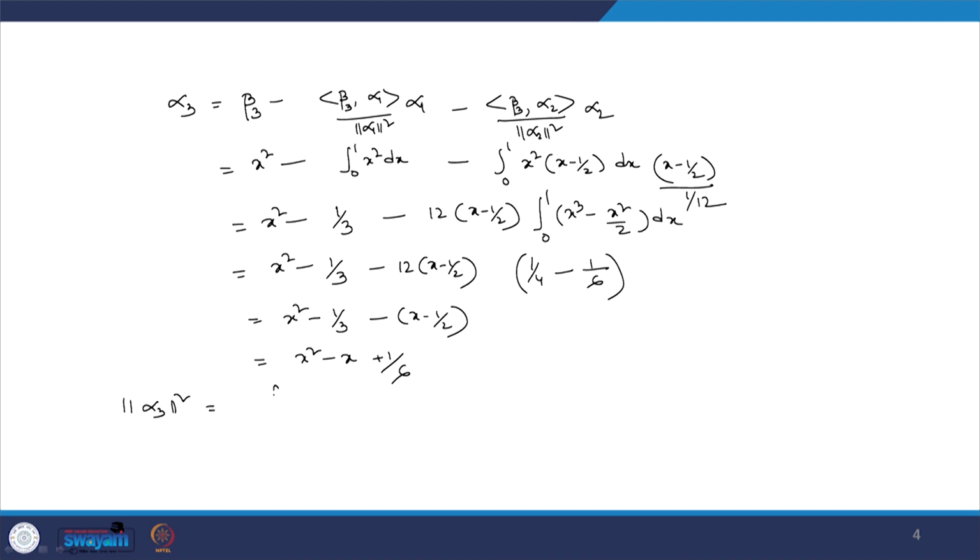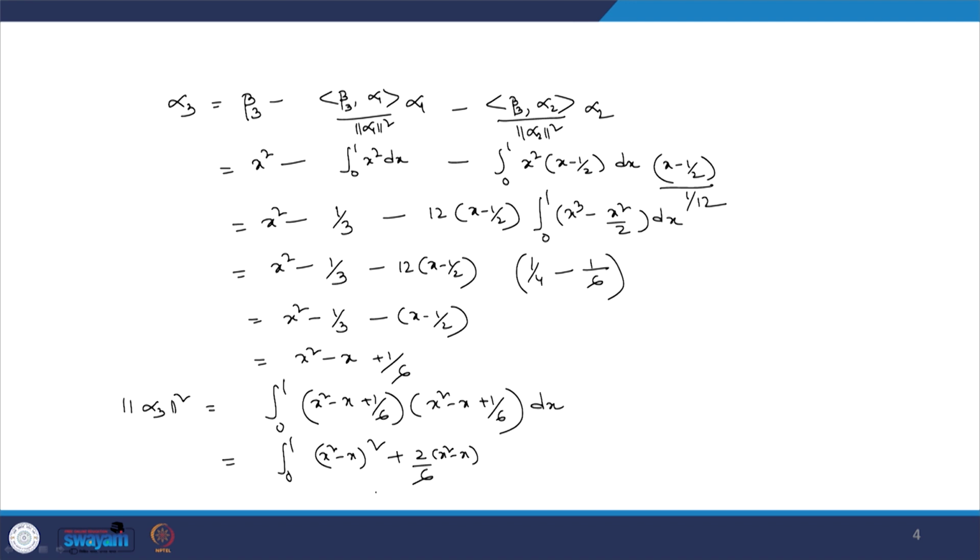This is equal to integral 0 to 1 of x square minus x plus 1 by 6 into x square minus x plus 1 by 6 dx. So, if I calculate that one, it is very simple calculations. So, I can write down this is integral 0 to 1 of x square minus x whole square, plus 2 into x square minus x into 1 by 6, and plus 1 by 6 whole square, into dx.